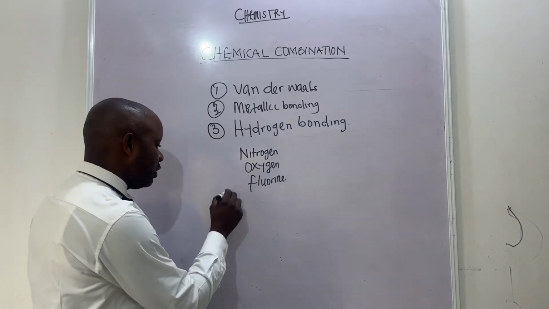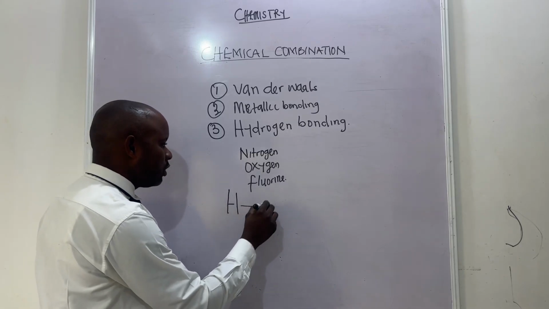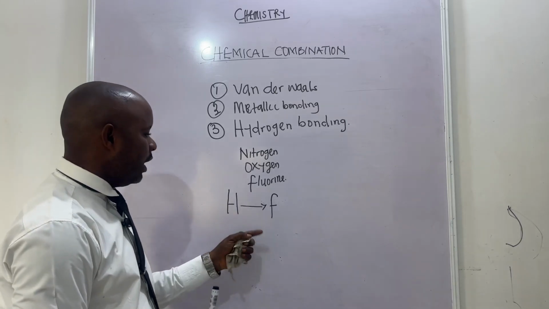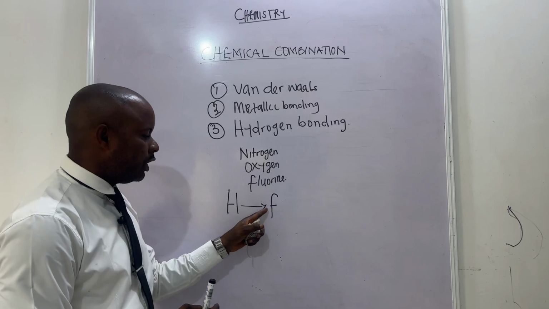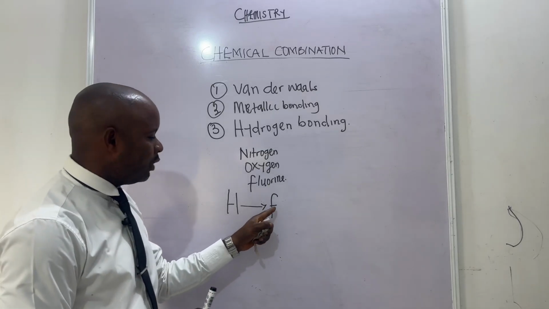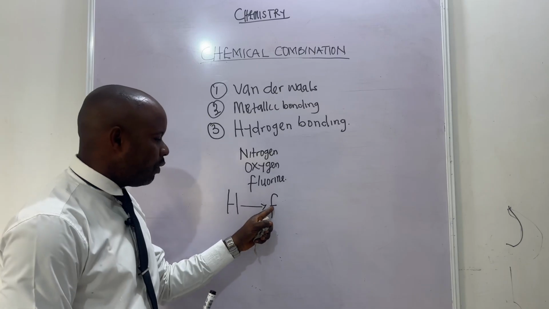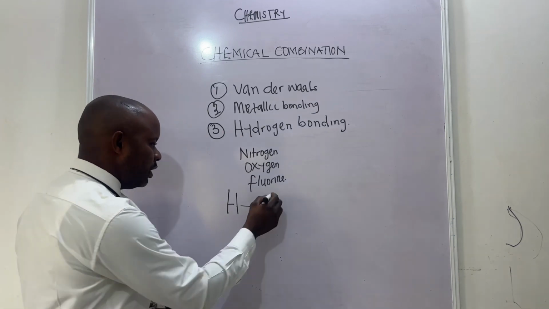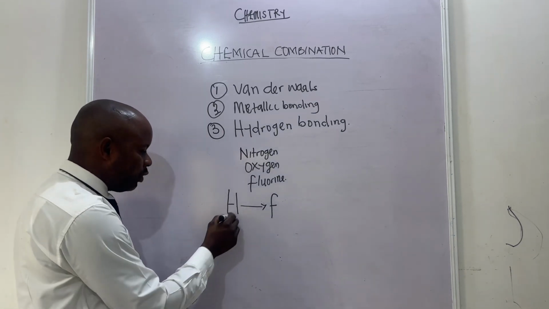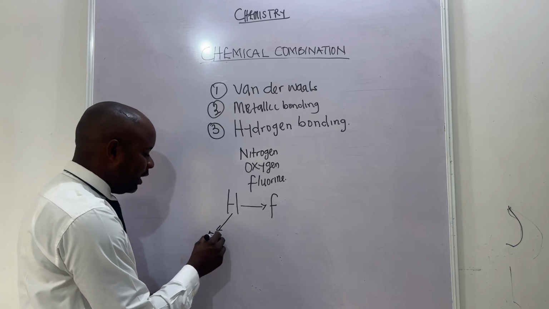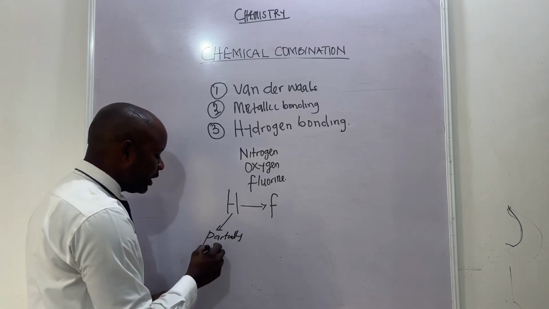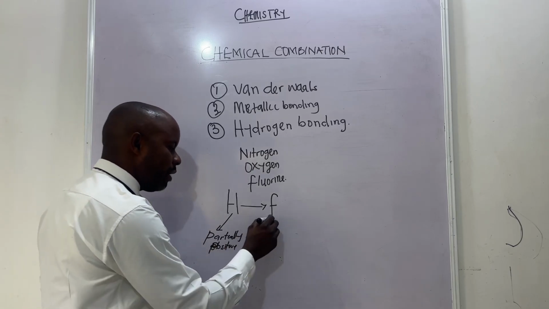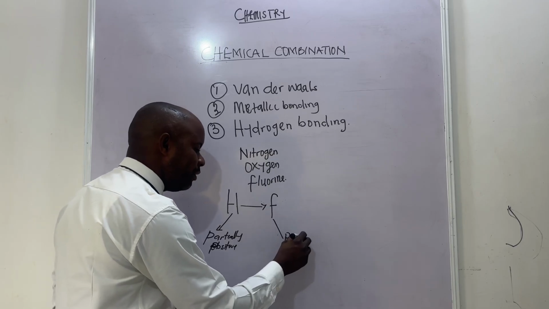For instance, hydrogen is linked to something like fluorine, which is more electronegative. What happens here is that they share an electron together. Because of the high electronegativity of fluorine, it will tend to pull this shared electron to itself. When it pulls this electron to itself, it makes the hydrogen atom partially positive, while the fluorine becomes partially negative.